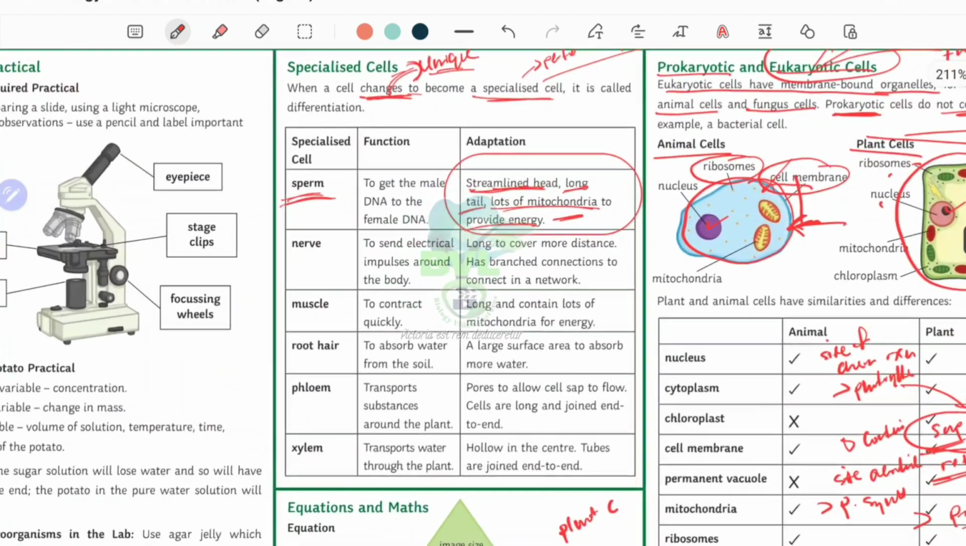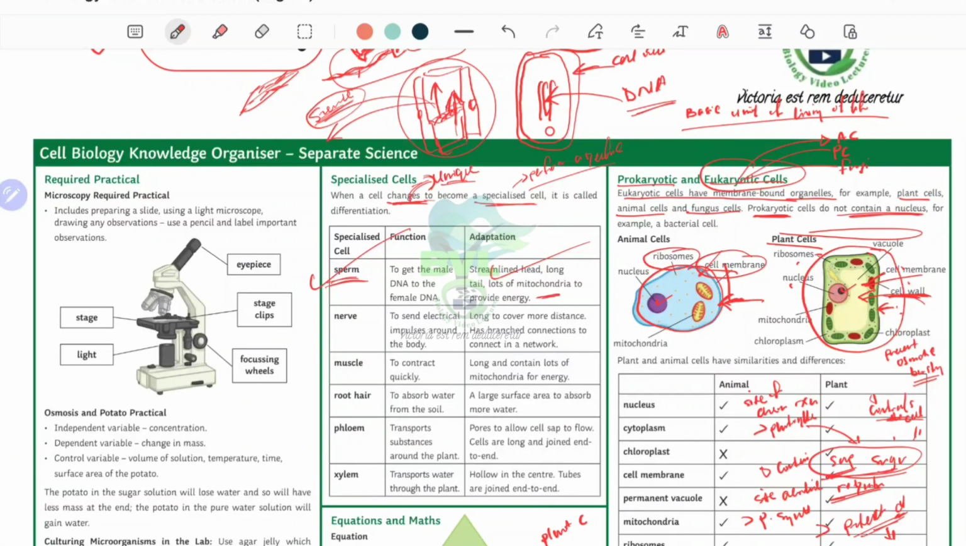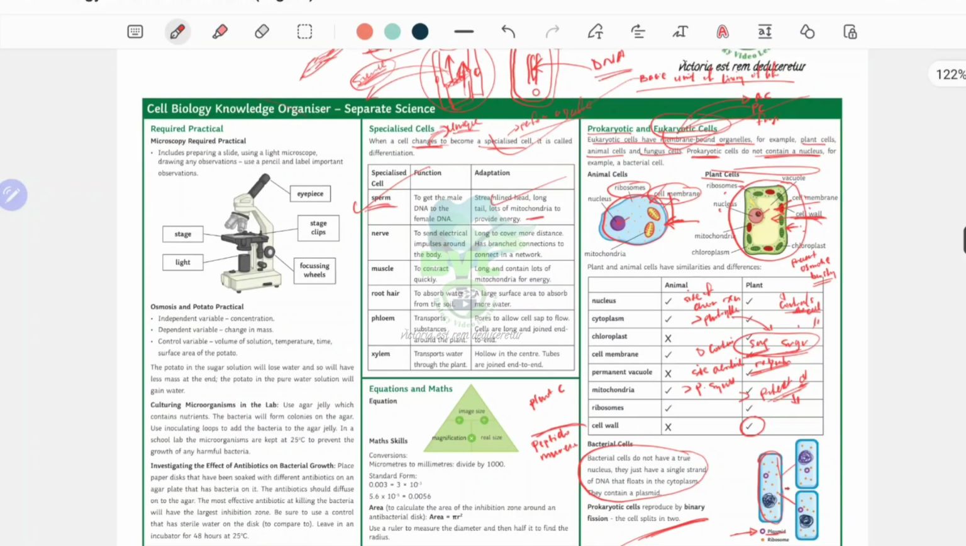At this point, I would advise you to pause the video here. All of these are self-explanatory. Study each cell and its adaptation. All right, we've done this part. I on purpose will do the practical video separately, so just know that I didn't forget about it. I skipped it because I'm going to talk about that separately. I do have a video on that.